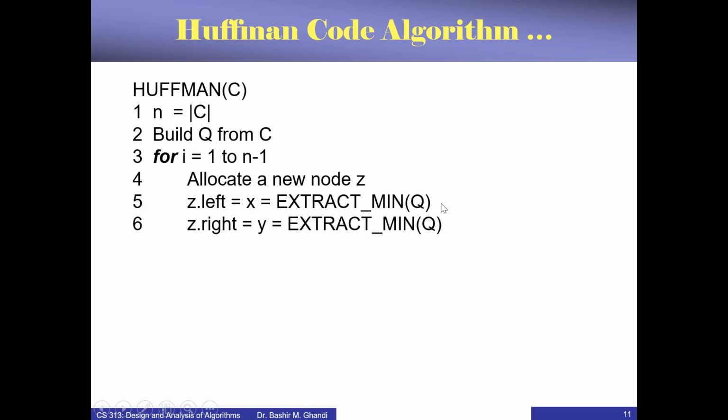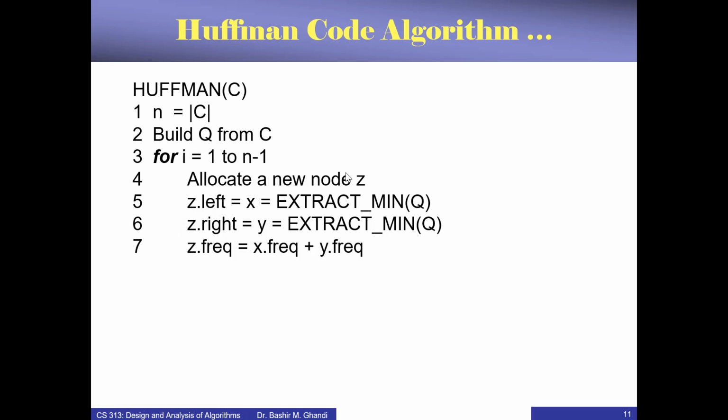Then it will allocate from the queue. Remember, we initialize the queue with all characters. So it will dequeue the minimum one, save it as X, and assign it to the left subtree of Z. Remember, we created a node Z. Each node will have a left and right subtree. So the left subtree of Z will be allocated the first element that we dequeue. Dequeue another element, the next minimum, call it Y, and assign it to the right of Z.